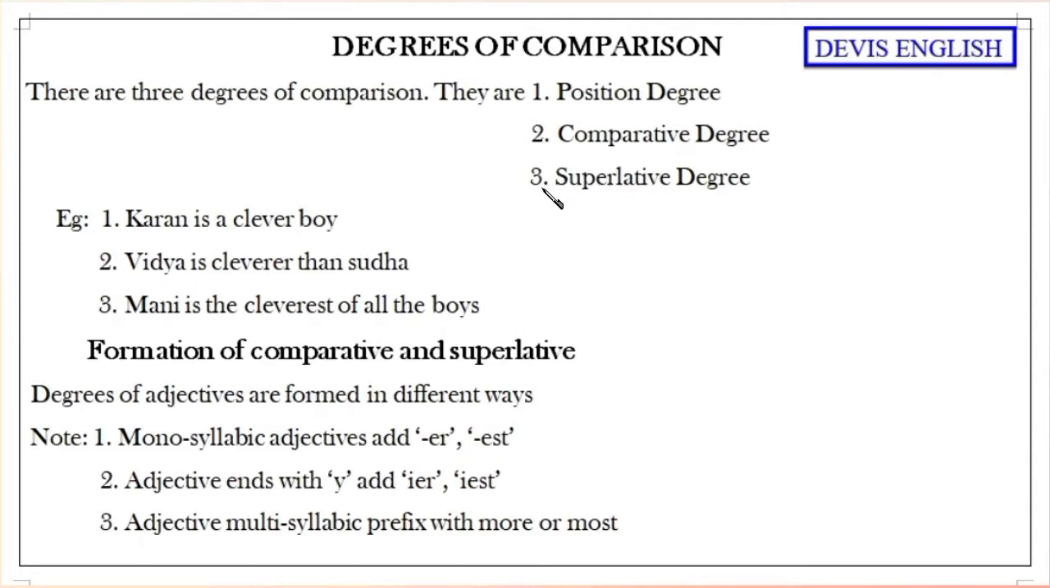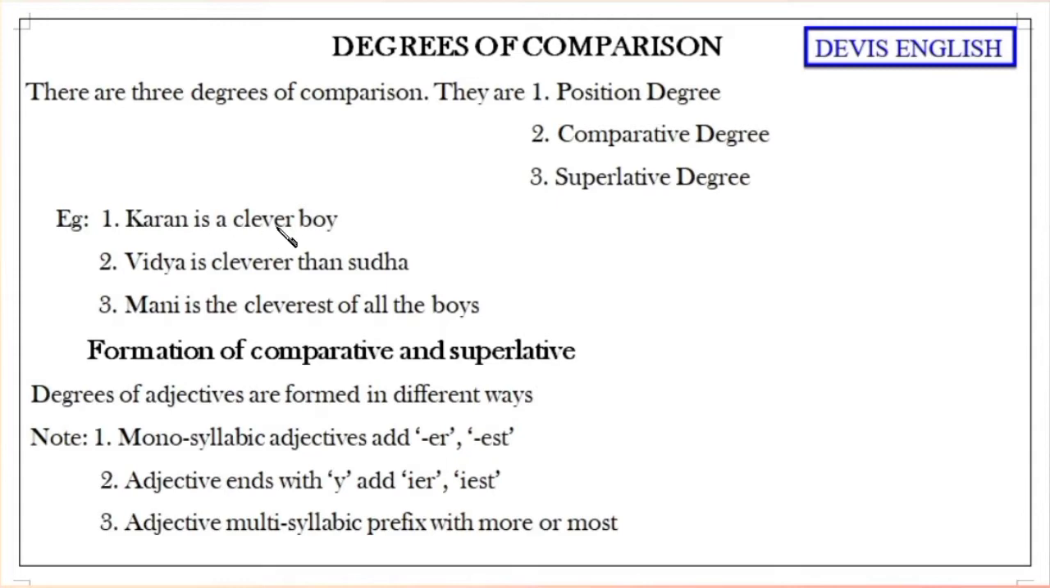Degrees here means adjectives. Adjectives express our views through these 3 degrees. That is, here we are using degrees of comparison. It is also called adjective 1, adjective 2, adjective 3. Positive degree is adjective 1, comparative degree is adjective 2, superlative degree is adjective 3. I will explain clearly through examples.